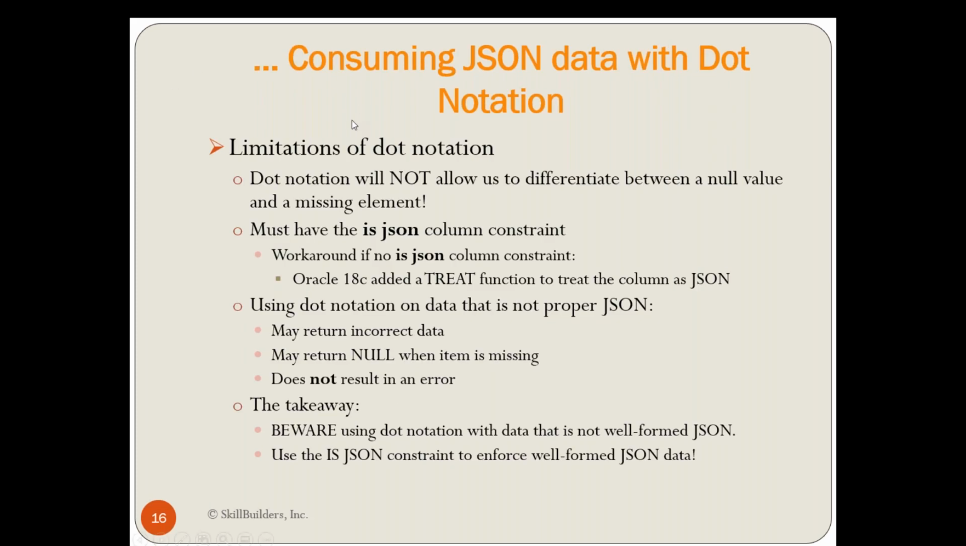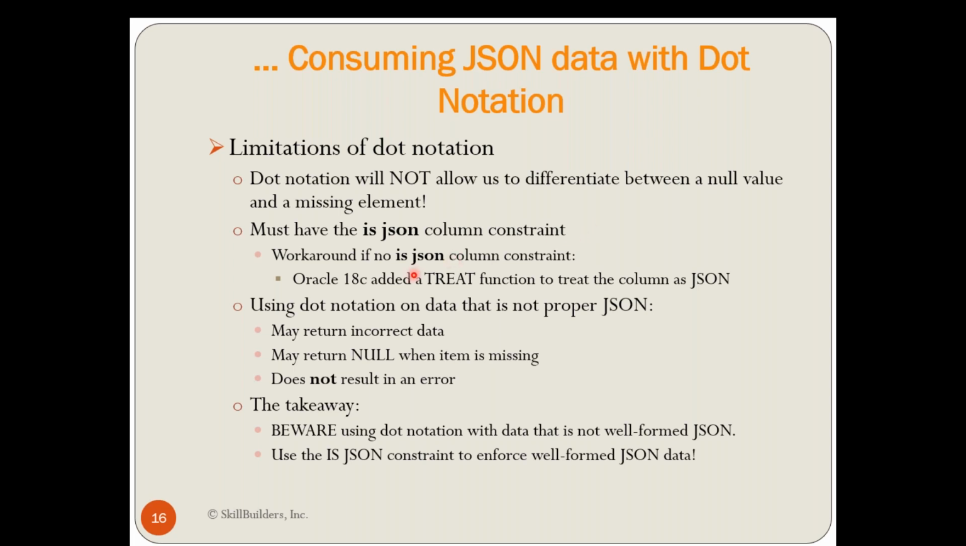All right, we were consuming JSON data with dot notation, but we know that there are limits to what the dot notation can do. The limitations of dot notation are that it doesn't allow us to differentiate between a null and a missing element. It must know that it's JSON, so you need the isJSON column constraint.